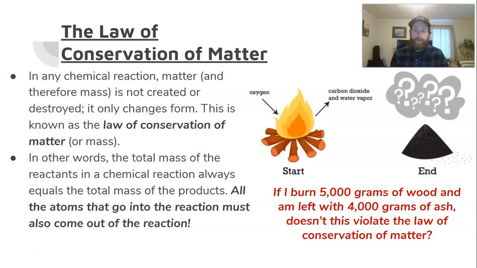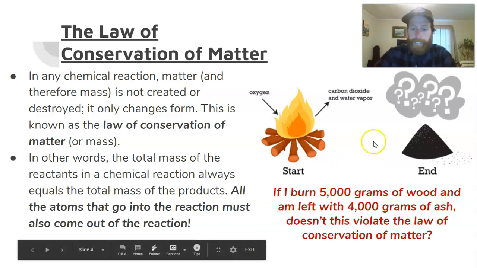Also, there's another reactant, oxygen, in that combustion reaction that we didn't weigh. So we don't know how much weight in oxygen we burnt. We don't know how much weight in gases we produced. We just know that the solids going in were 5,000 grams of wood and the solids going out were 4,000 grams of ash. There are other products much harder to measure, namely gases.